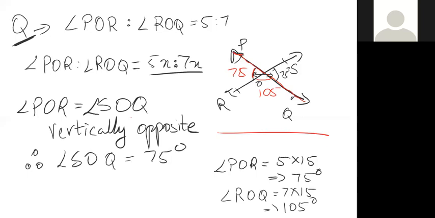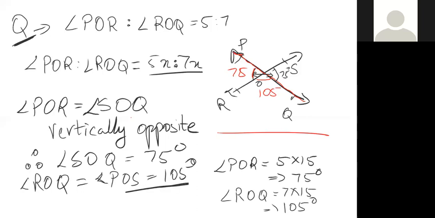And similarly, the other angle, ROQ, is equal to POS, and that is equal to 105 degrees. So POS is also 105 degrees because they are also vertically opposite.